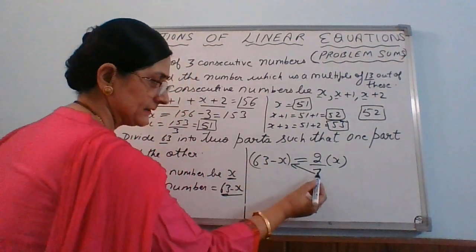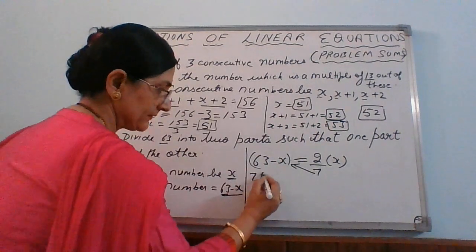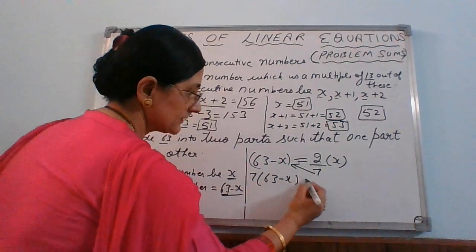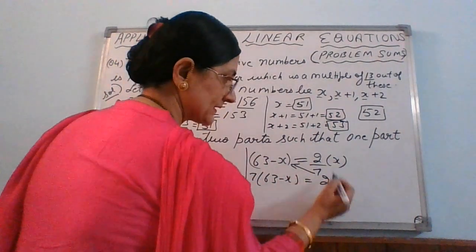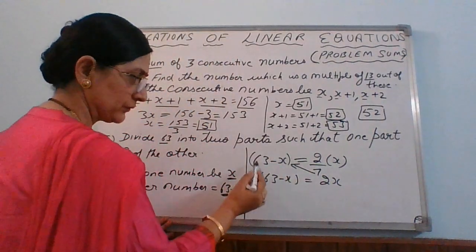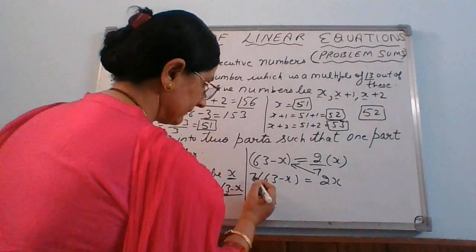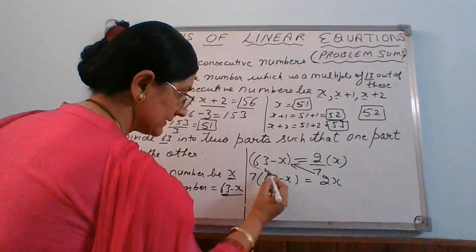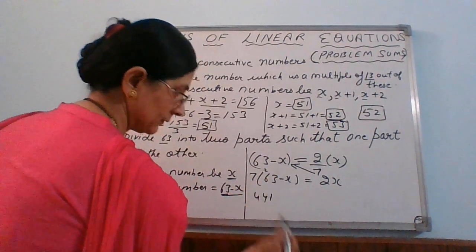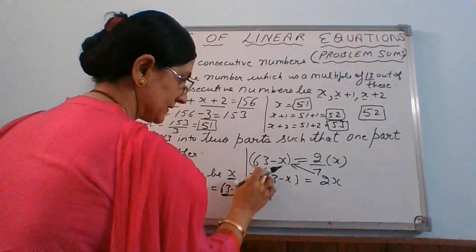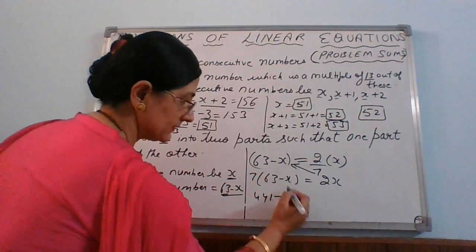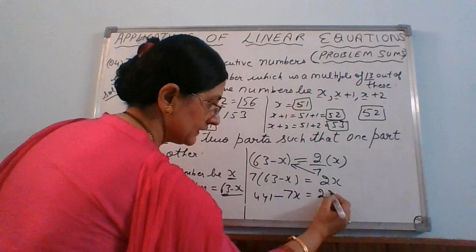Okay. Now here we have the 7. Let us cross multiply this, bring 7 here. So 7 comes here, right? So the equation becomes 2x. 2 into x is 2x. 7 comes here in front of this bracket, and you are supposed to multiply. So 63 into 7: 7 3s are 21, 7 6s are 42, 43, 44, right? So 7 into 63 is 441, minus 7 into x is 7x, and here it is 2x.